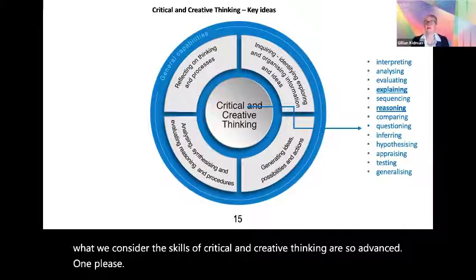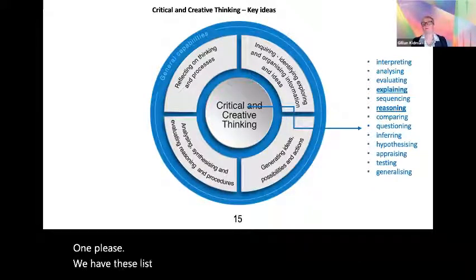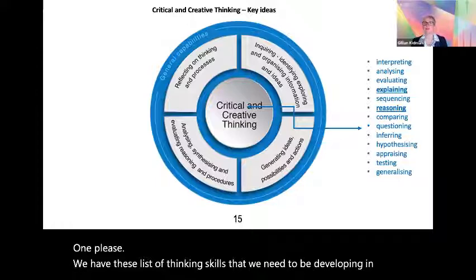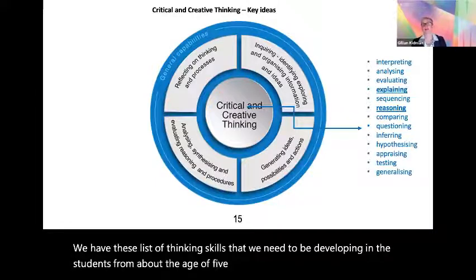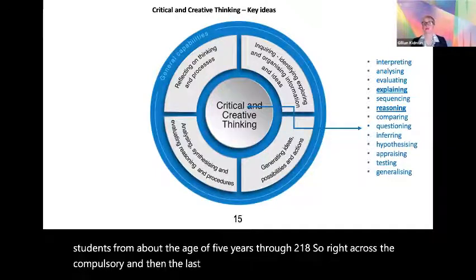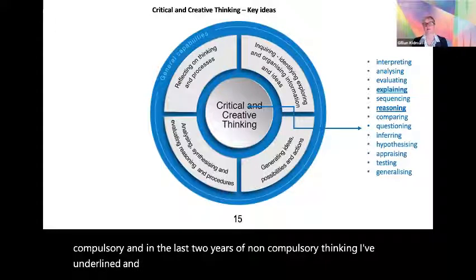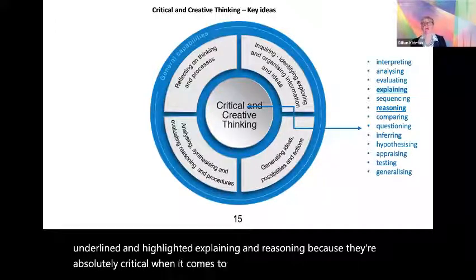We have this list of thinking skills that we need to be developing in the students from about the age of 5 years through to 18. So right across the compulsory and then the last 2 years of non-compulsory thinking. I've underlined and highlighted explaining and reasoning because they're absolutely critical when it comes to the problem solving. Advance one, please.